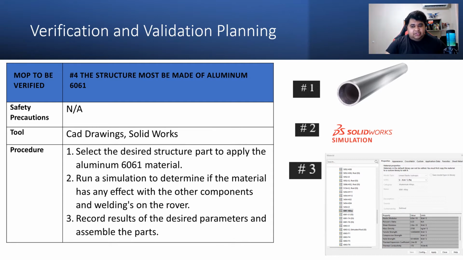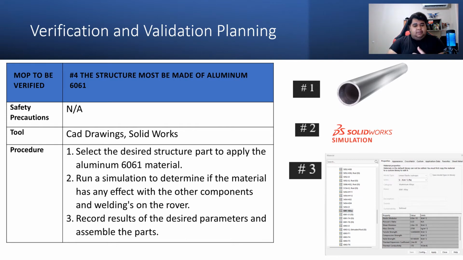We'll be running a simulation to determine if the material has any effect whatsoever on the other components and the weldings on the rover, since aluminum tends to be a little difficult to work with for welding. But since aluminum 6061 has a pretty high resistance, it's not corrosive, and it's also not subject to any anodizing treatment, it's recommended to do the welding between 150 Celsius and 200 Celsius, which is actually pretty reasonable for this aluminum. This temperature could actually melt other types of aluminum. And then we'll be recording the results of the desired parameters and assembling the parts via welding.